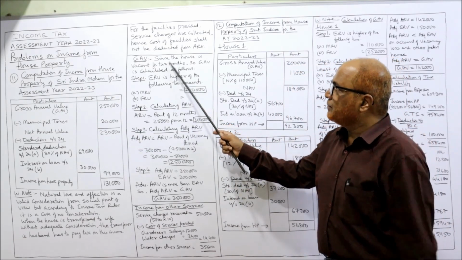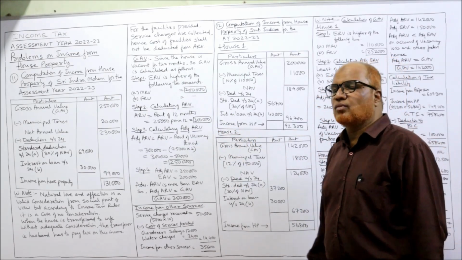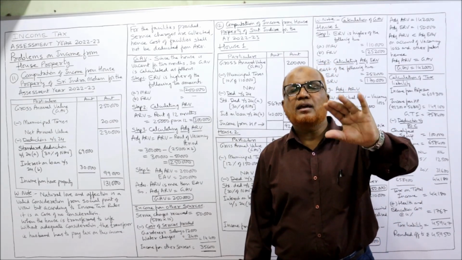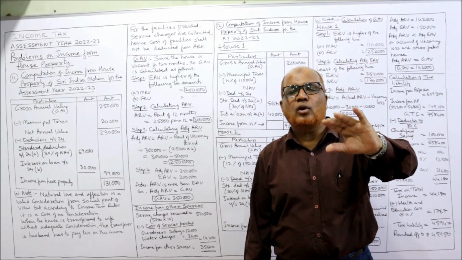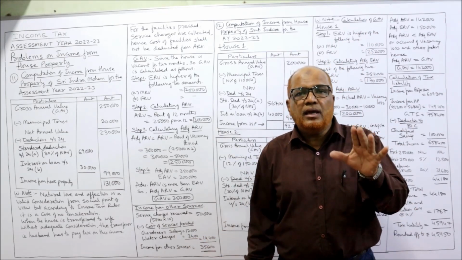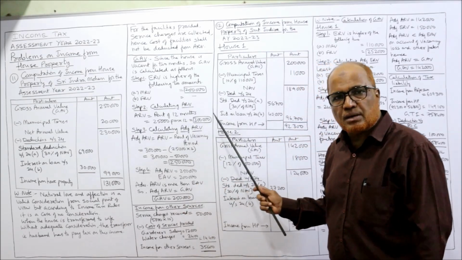Now, GAV. Since the house is vacant for 2 months, GAV is calculated as follows. If there is no vacancy period, then we can directly calculate GAV as the higher of the following three: MRV, FRV, ARV. But here the vacancy period is given. That's why we have to follow some steps.